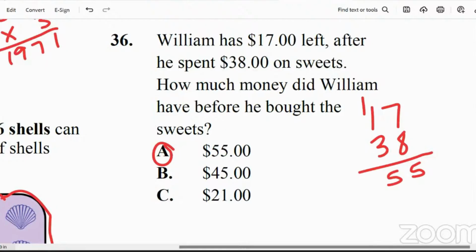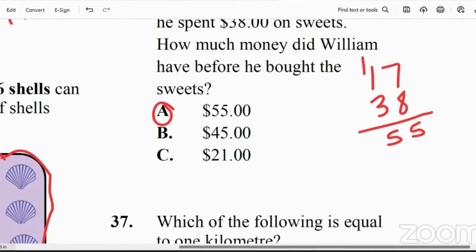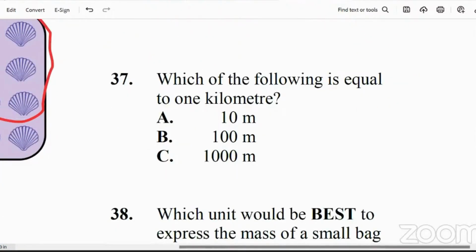Or if you're not sure, you could have also tried each number, subtracting 38 from each of these numbers to see if it would give you a change of 17. So there are different ways to do these questions. All right, question 37.